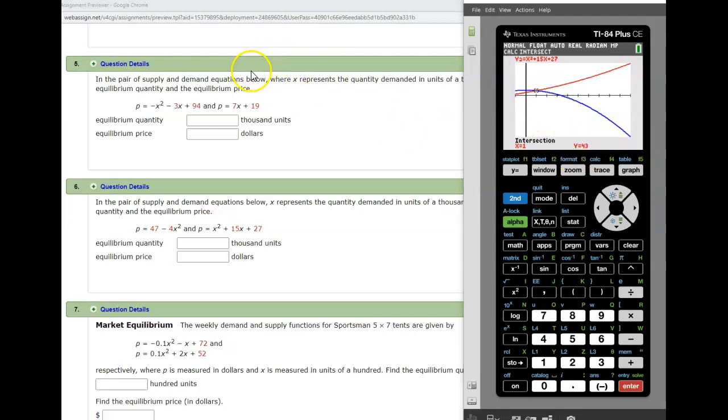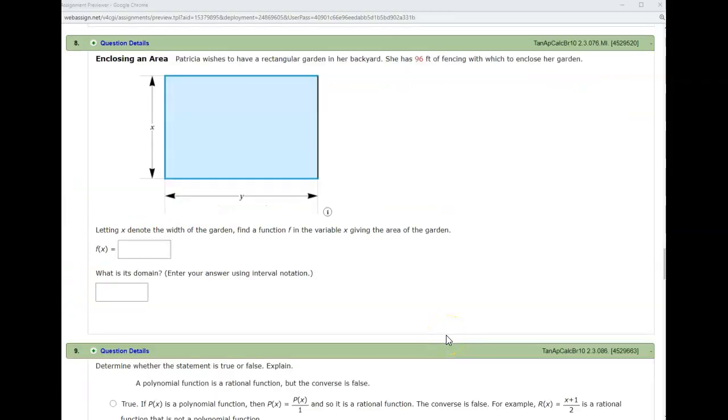So this company should set a price of $43 and make 1,000 units to have supply and demand be the same. Market equilibrium. 6 and 7 will work the same way, but number 8 is an area problem. So this goes back to geometry.